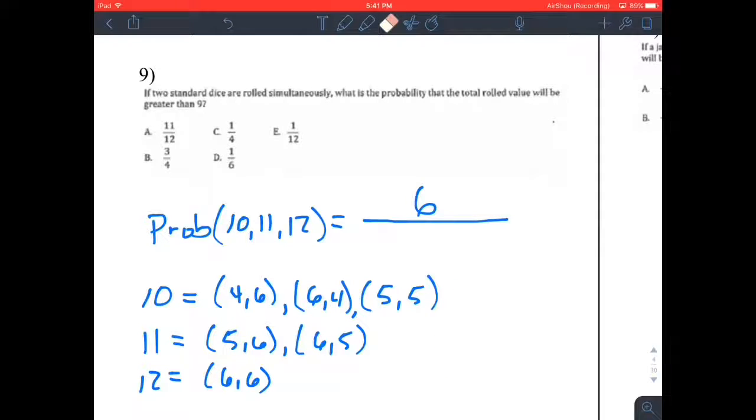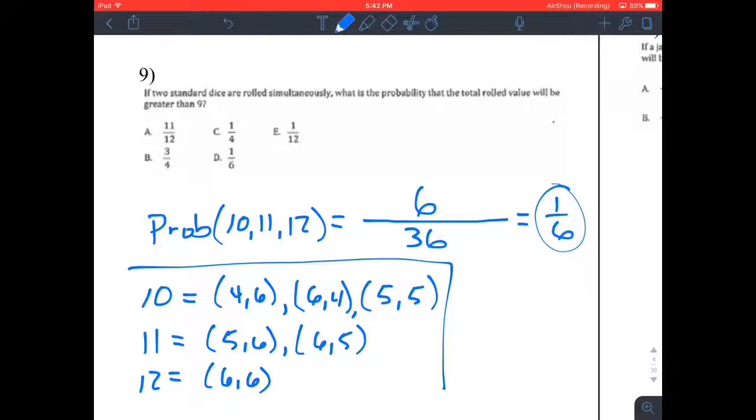What's the total outcomes? Well, if you roll a die once, you have 6 different possibilities. If you roll it a second time, you have 6 possibilities. If you multiply those together, that means there are 36 different possibilities. So the probability of getting a number that's greater than 9 is 6 out of 36, which reduces to 1/6.